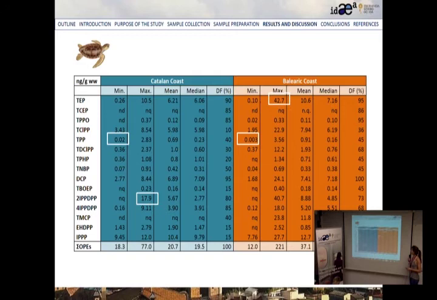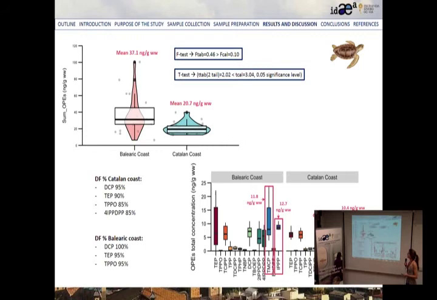Here we can see the comparison between the turtles from the two areas. It seems that the Balearic coast has a higher concentration. To check that, we did different statistical studies, and we saw that the difference is not significant. It's not significant, but the mean of the Balearic coast is higher than the Catalan one.